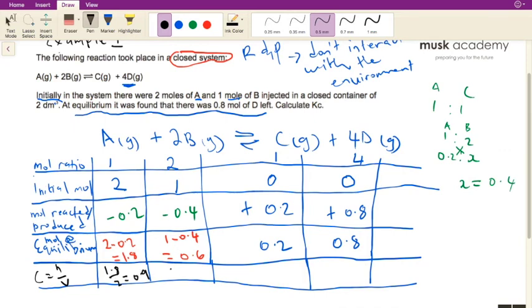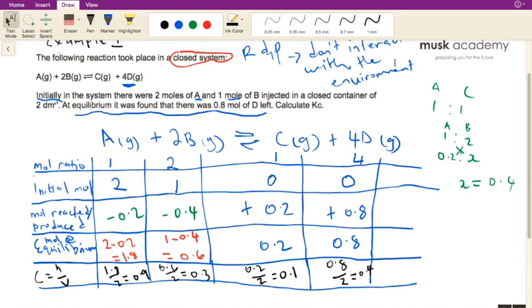And here you'll have 0.6 divided by 2, which will give you 0.3. And here you'll have 0.2 divided by 2, which will give you 0.1. And here you'll have 0.8 divided by 2, which will give you 0.4. So these will be your molar concentrations at equilibrium for each chemical species here. So for A as a reactant, you'll have 0.9. For B as a reactant, you'll have 0.3. For C and D, and so on.